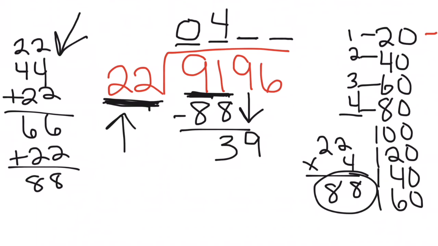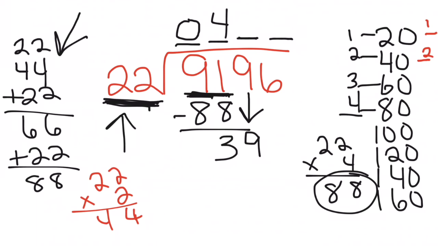So we have 20, 40. Notice 40 is just slightly bigger than 39. So I'm going to try 2 multiples of 22. So I'm going to go down to the side. We'll go over here this time. And I'm going to do 22 times 2, which happens to be 44. Now notice 44 is slightly bigger than 39. We don't have 44 tens to split up. We only have 39 tens to split up.